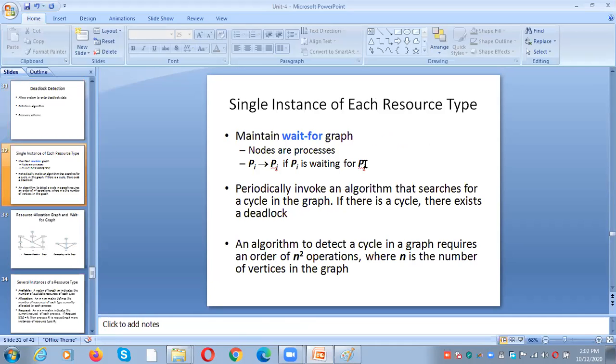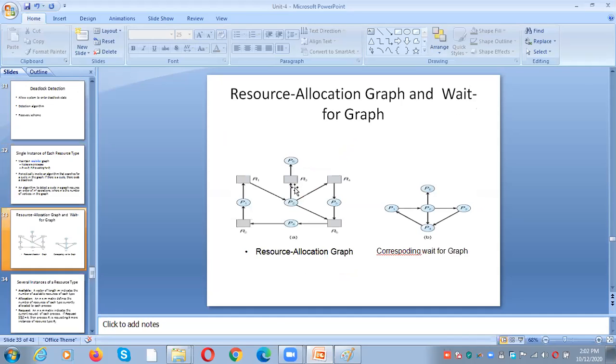Okay. So there is a single instance of each resource type. Here we have only one instance for one resource. R1 means there is only one R1, R2 means there is only one R2. There are no multiple instances, only a single instance of each resource type available in the system. So we need to talk about the wait-for graph here. What is a wait-for graph? We need to think about the theory, so directly we can move to the diagram.